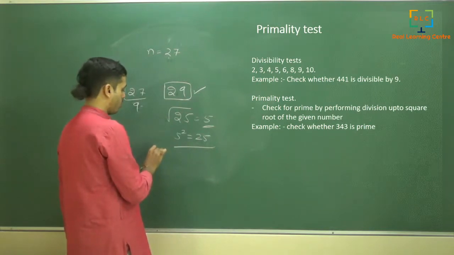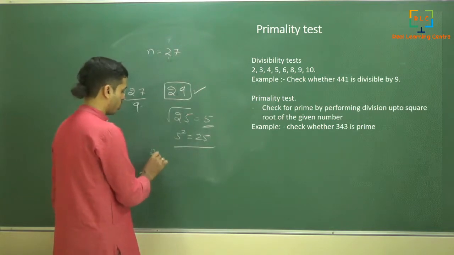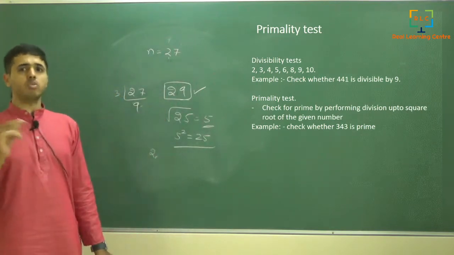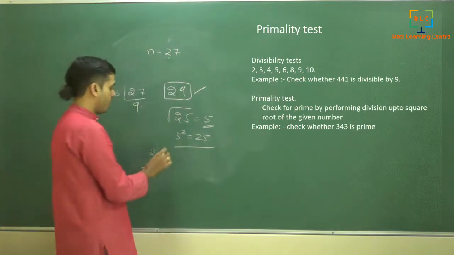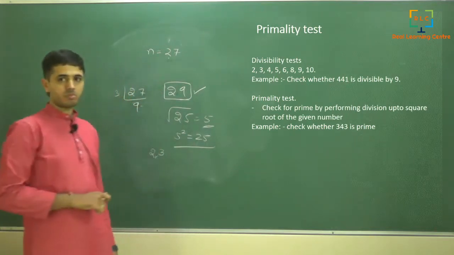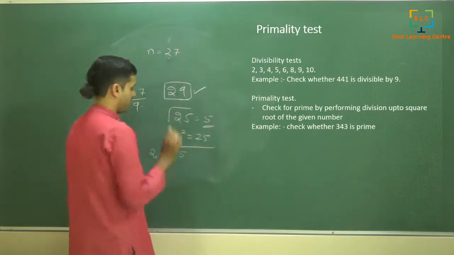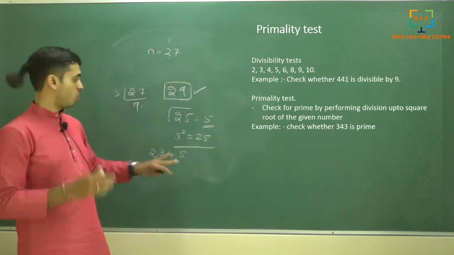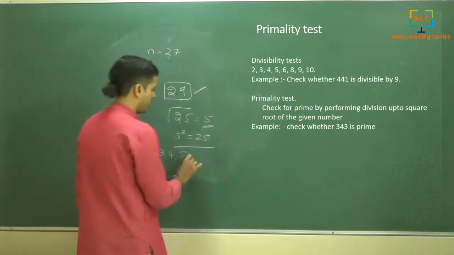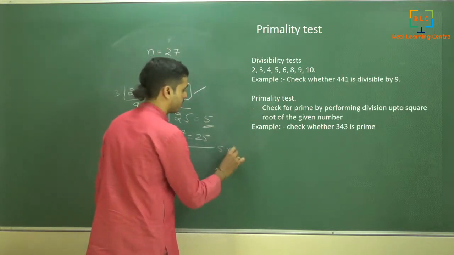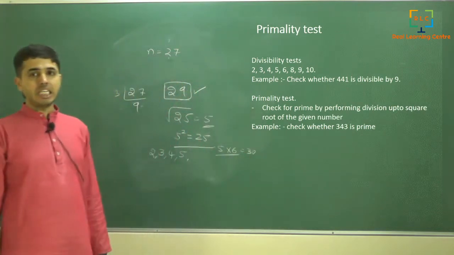Now take 1. 1 is always a factor of every number. So take 2. 2 into some number should give me 29, but it's not there because it's not divisible. Next 3. Next 4 and 5. 4, 29 doesn't go. 5, it doesn't go. But what about 6? Now what is 5 into 6? 5 into 6 is 30.